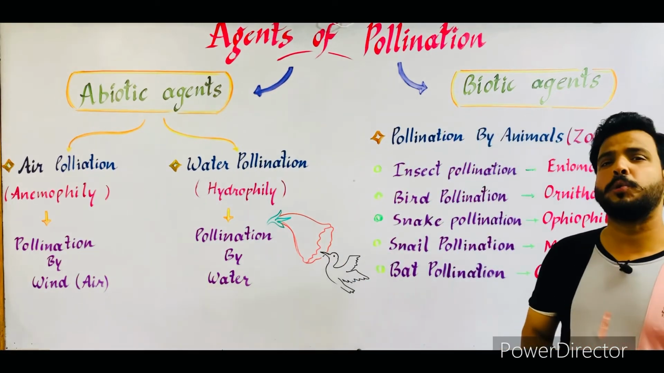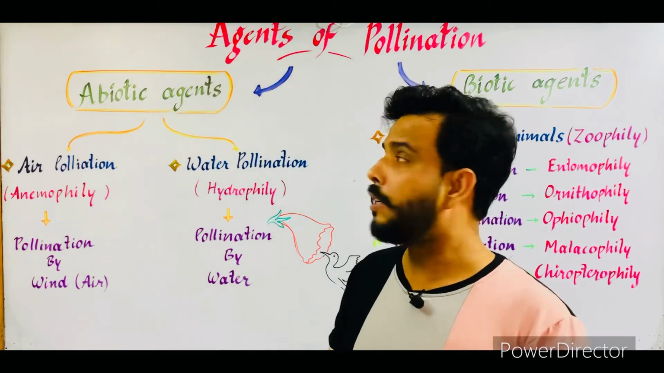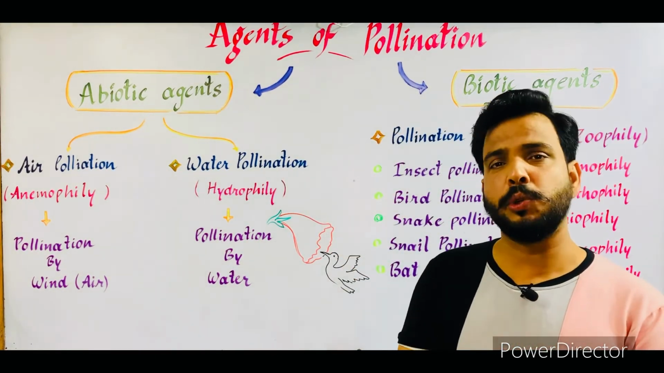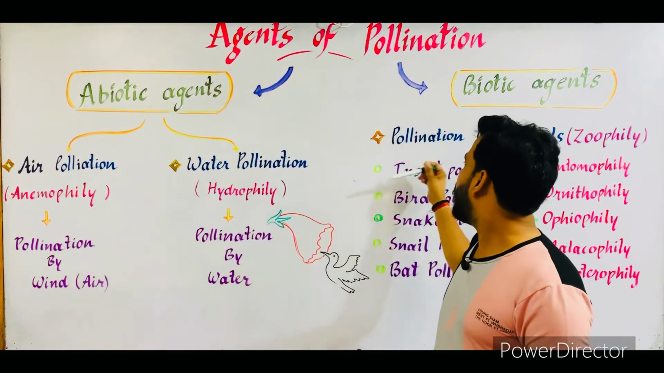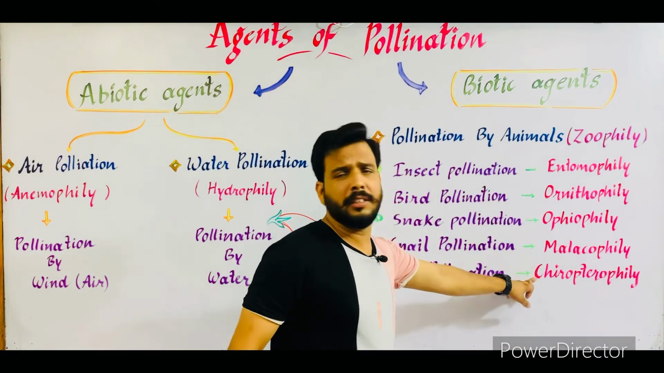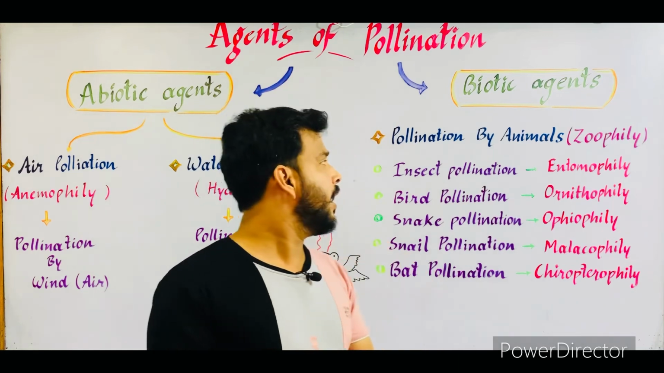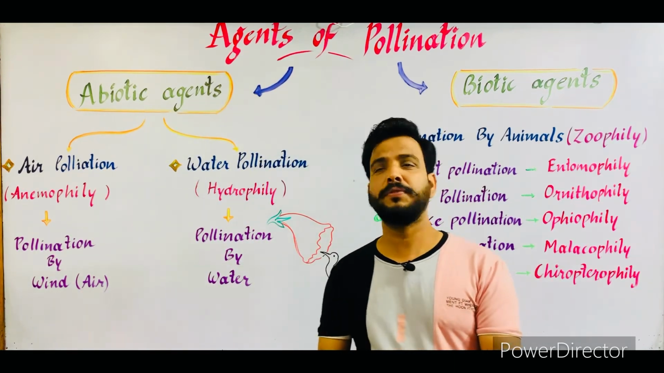So in this video I told you about the agents of different types of pollination, abiotic agents and biotic agents. In my next videos I will describe in detail anemophily, hydrophily and zoophily. So in this video it was all about the agents of pollination.